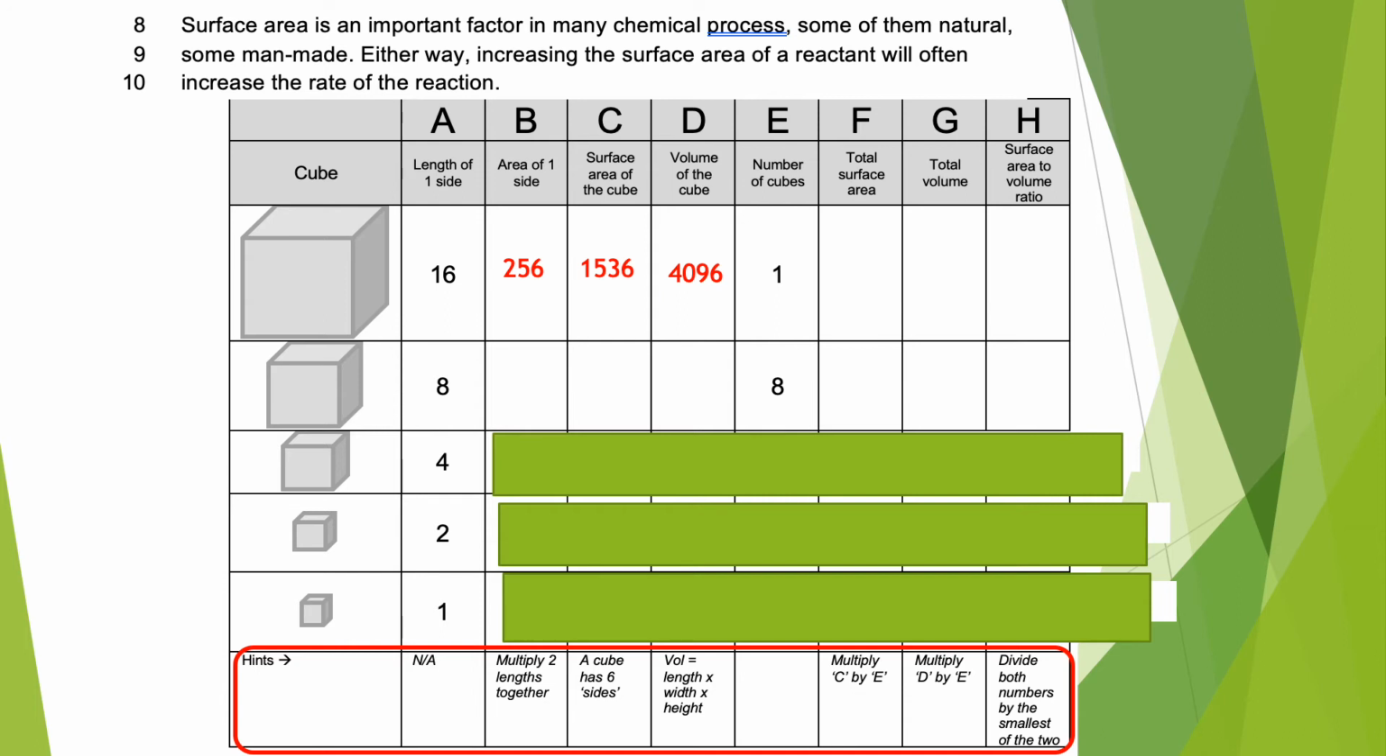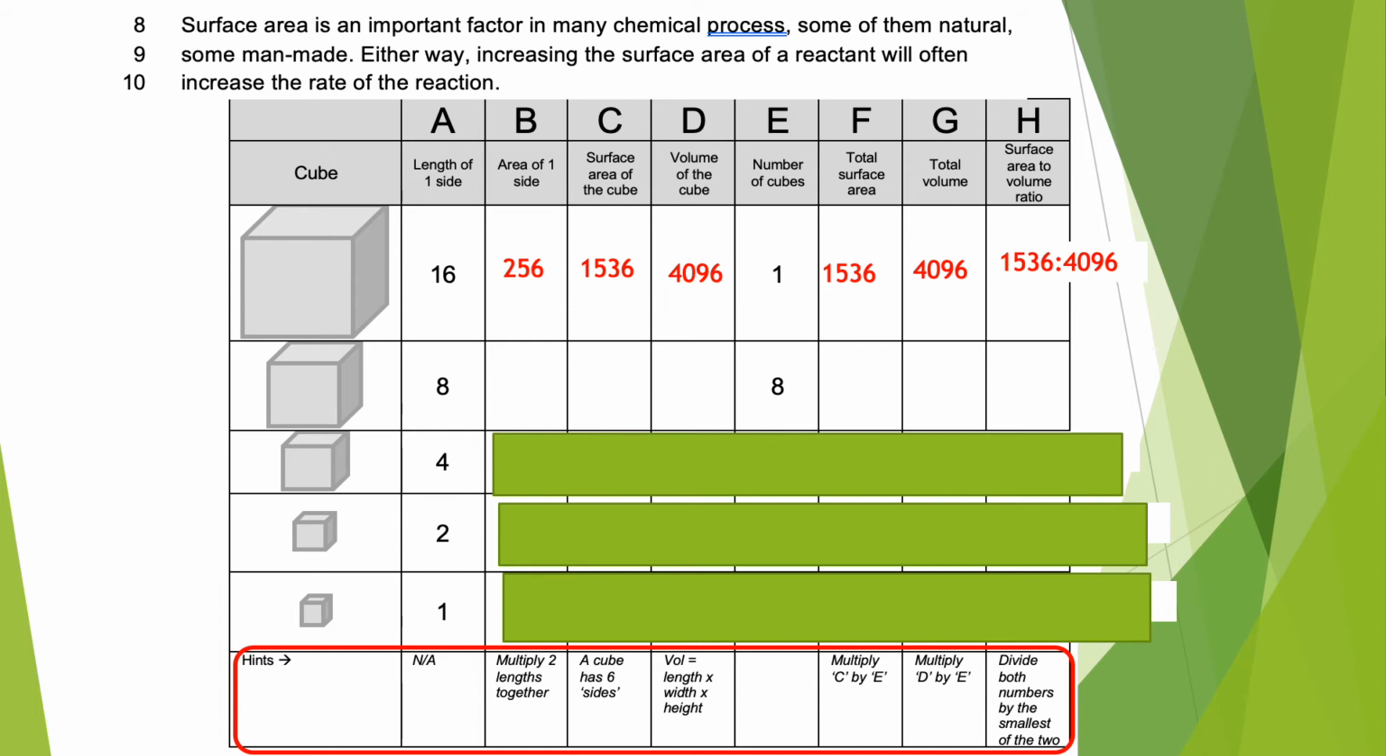Okay. So you have one of these cubes, right? We're looking at column E. We only have one of these cubes. So what is the total surface area? It's the same as C, right? 1,536. And G asks, what is the total volume? All right, so this one, same thing. You only have one of them, so it should be the same. And then it asks you, what is the surface area to volume ratio? And what you do is you put 1,536 by 4,096, and it looks like this. Okay, it's a ratio. So that's the first row right there.